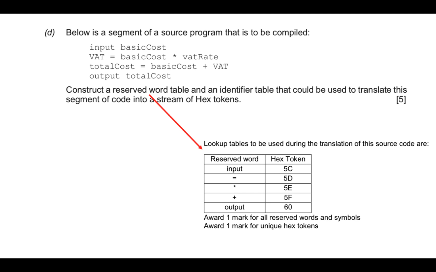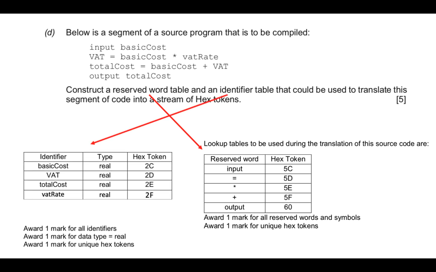The next thing I did is assign them a random, unique hex token. Now you won't be penalised at all for any specific numbers or letters you put in here, they just have to be unique. The identifier table are all the variables that I have created myself, things like basic cost, VAT, total cost, VAT rate. There's an extra column in this one with a type because we need to define the data type of those variables. And again, I assigned it a unique hex token, and that is 5 marks in total.